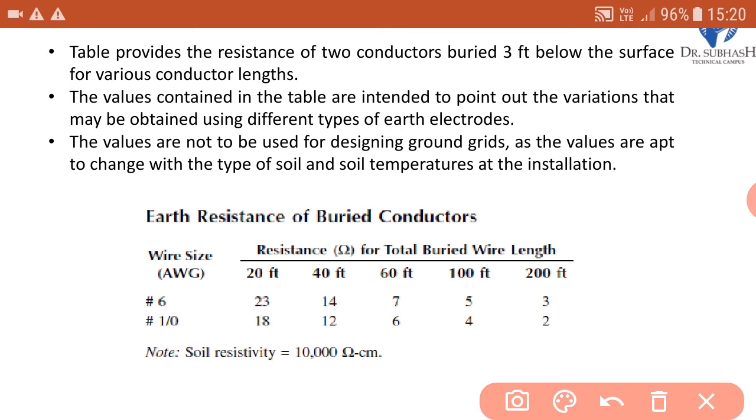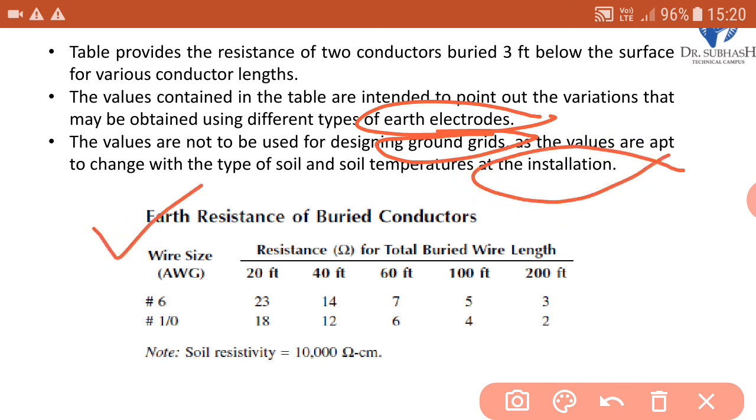The values contained in the table are intended to point out the variations that may be obtained using different types of earth electrodes. The values are not to be used for designing ground grids, as the values are apt to change with the type of soil and soil temperatures at the installation. Earth resistance of buried conductors.